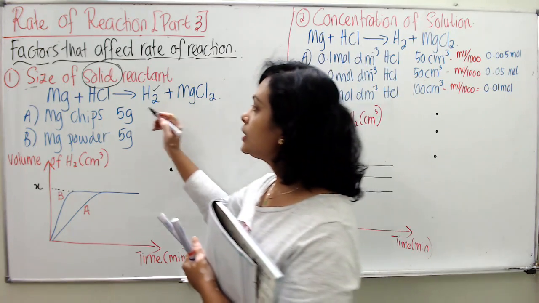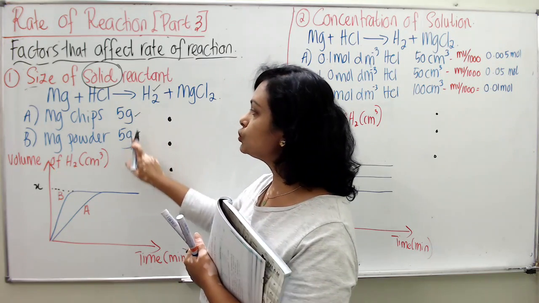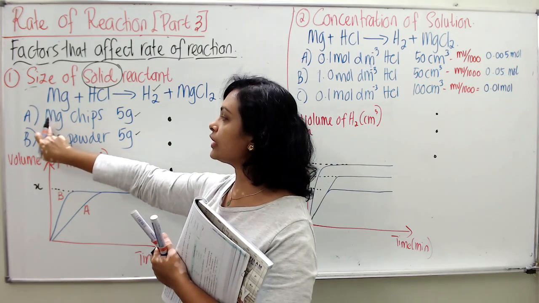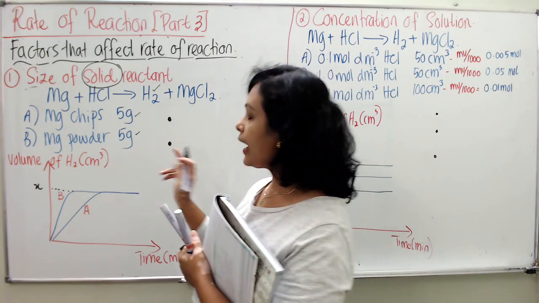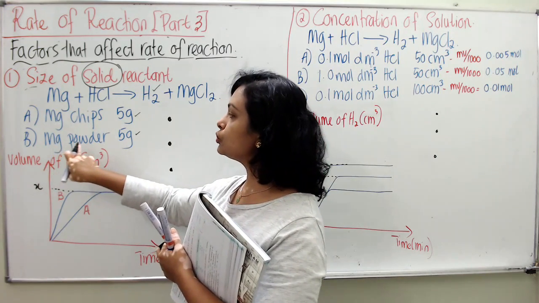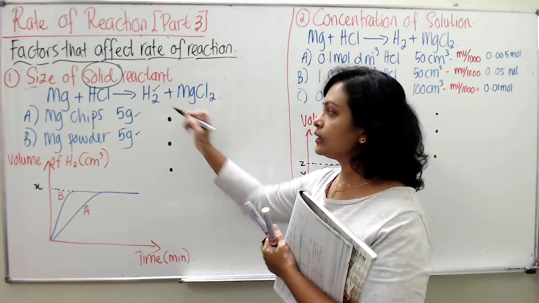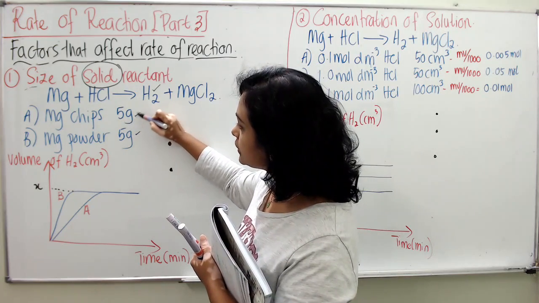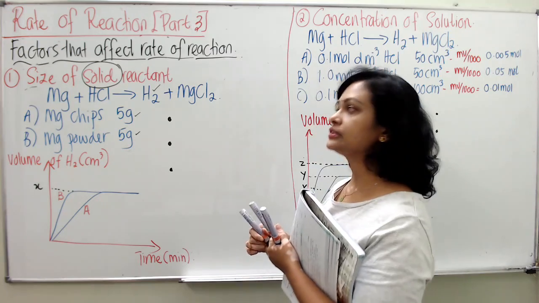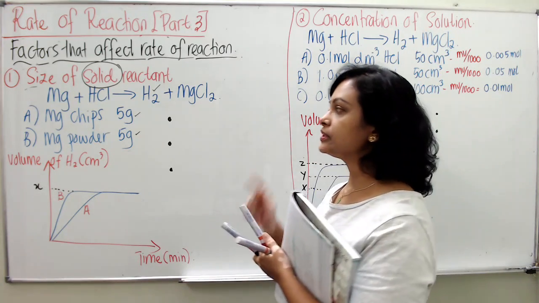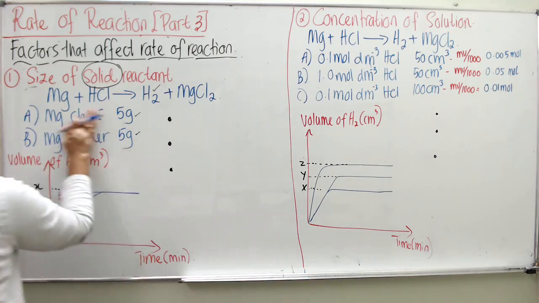Teacher is going to repeat this experiment using 2 conditions, where in the first condition I use magnesium in the form of ribbon or chips, and in the second I am going to use magnesium powder. The constant variable here is the mass of the magnesium, which is the same. Rather than chips, I prefer to use the word ribbon, magnesium ribbon. Sorry for that.